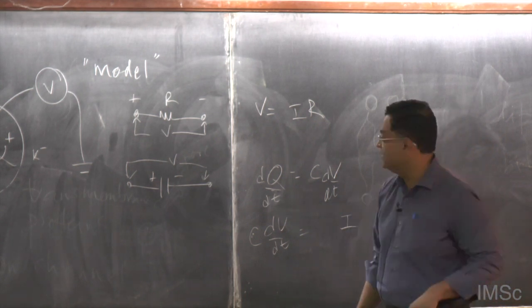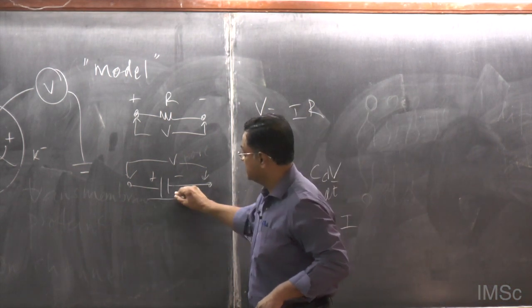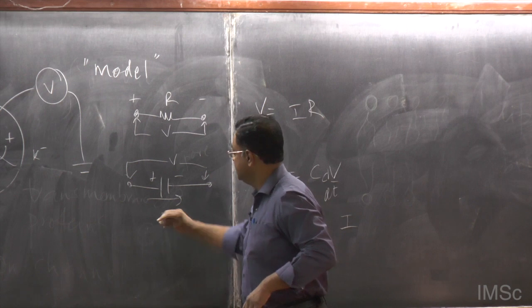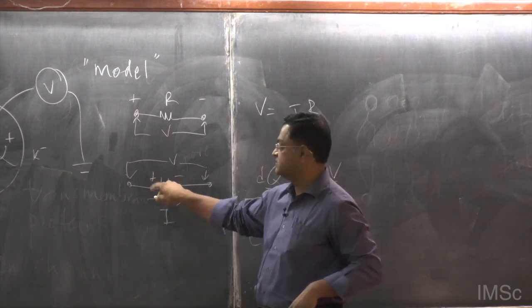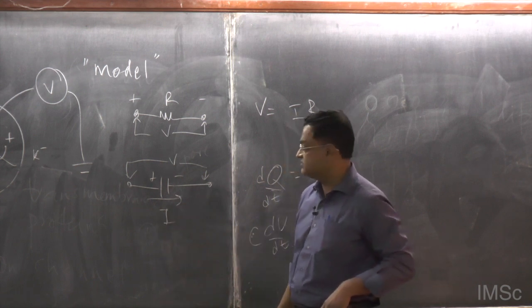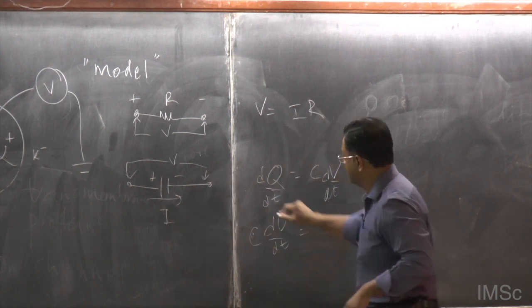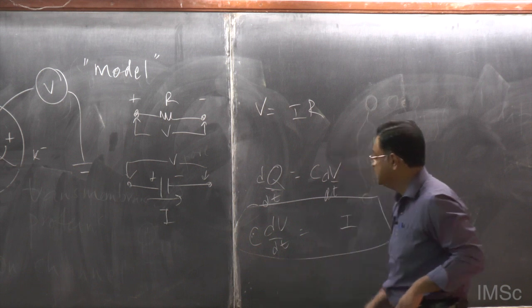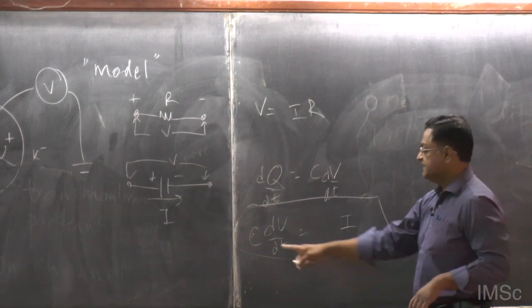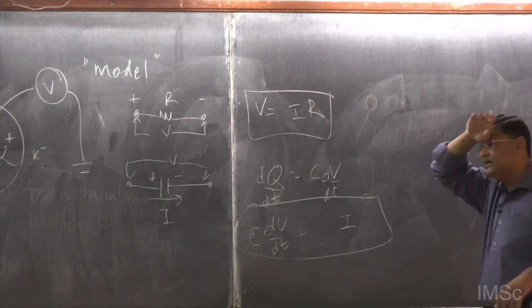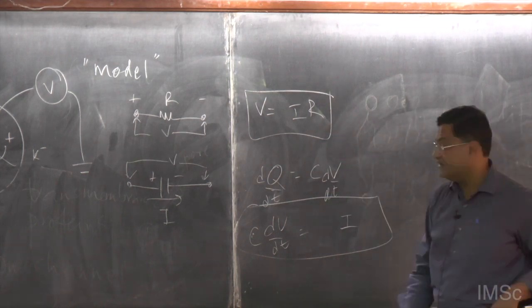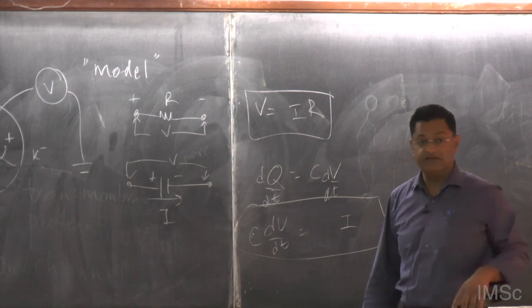The current that passes through the capacitor is the rate of charge flow across the two plates of the capacitor. So that's dQ/dt. The equation corresponding to the capacitor is C dV/dt is I. The equation for the resistor is V is equal to IR. This is an algebraic equation, and this is a differential equation.